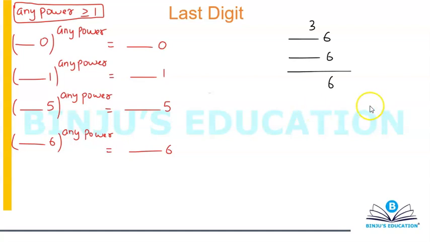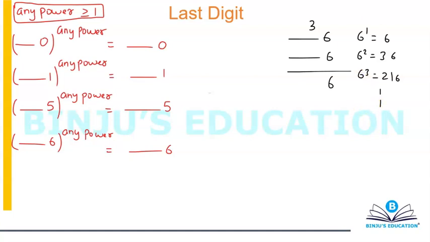Okay, so 6 to the power 1 is 6, 6 square is 36, 6 cube is 216, and so on and so forth. You can do it with 16 also. 16 to the power 1 is 16. 16 square is 256. You can do it with 26 also. You can do it with 36 also.